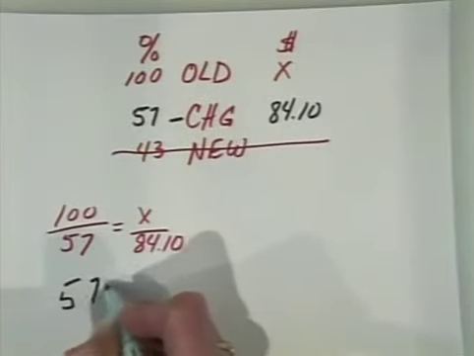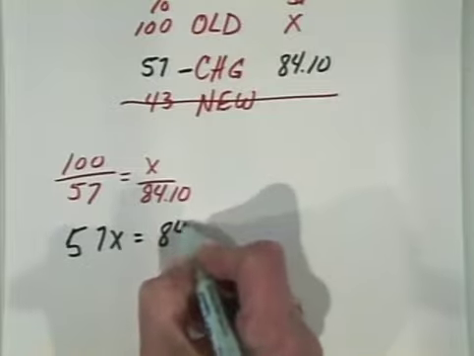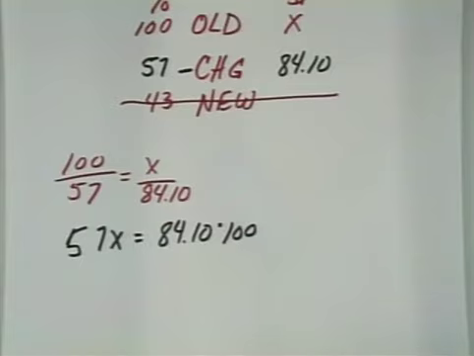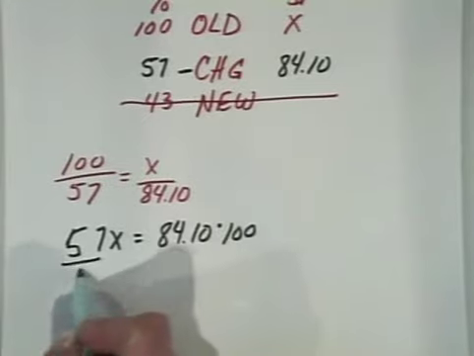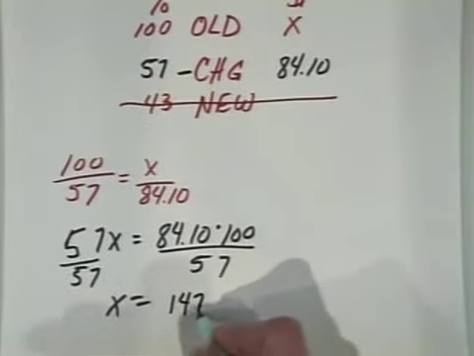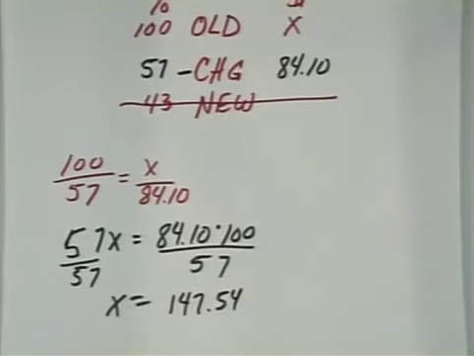What I'm going to do then is go 57x equal 8410 times 100. I'm doing this not with the percent proportion, but with just the proportion that I get by having 3 of those lines. Okay, I'm going to talk to you about a couple of other things in a minute. We're then going to divide by 57, divide by 57, x equal, and I do have my calculator right here. We end up saying the old price is $147.54.